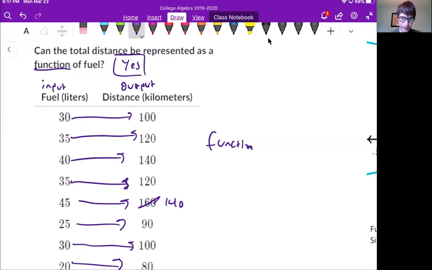So it's okay if some of the outputs are the same, if some of the distances, some of the kilometers are the same, because every input can only have one output. If you press the 2 button on the Coke machine and it gave you 75 cents, and you press the 7th button on the Coke machine and it also gave 75 cents, that's still fine.